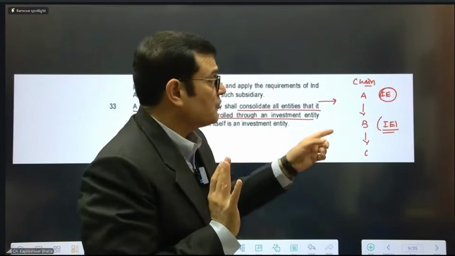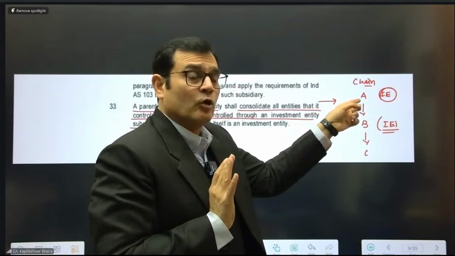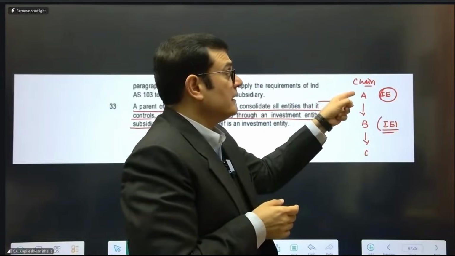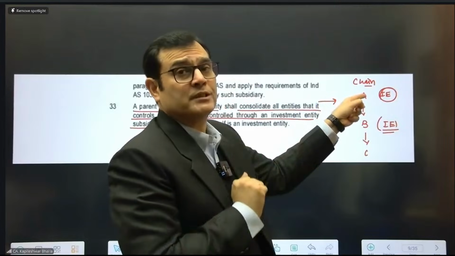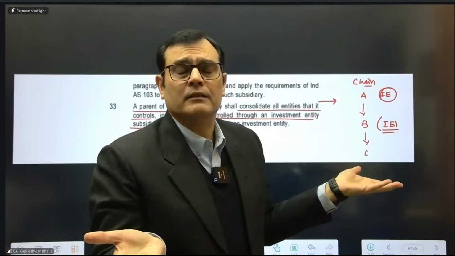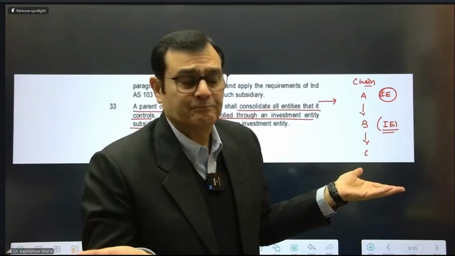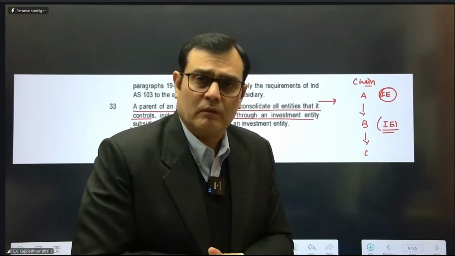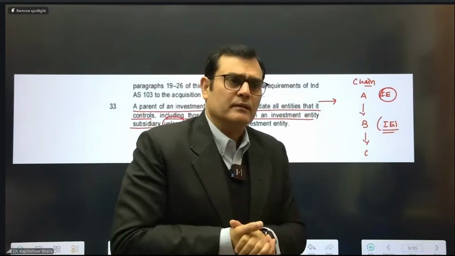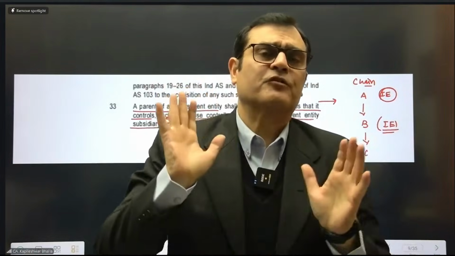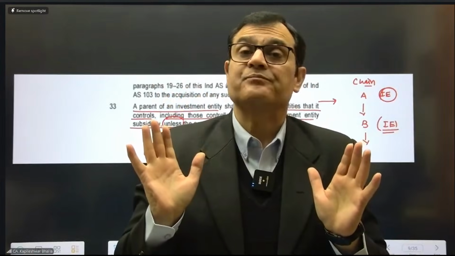So whether you're looking at things from the point of view of A or from the point of view of B, if A is an investment entity, apply the 3-step model. If A is not an investment entity, then you need to apply para number 4A. And if B is an investment entity, apply the 3-step model. If B is not an investment entity, then he has to consolidate. Then he's only getting the benefits of 4B, 4A.